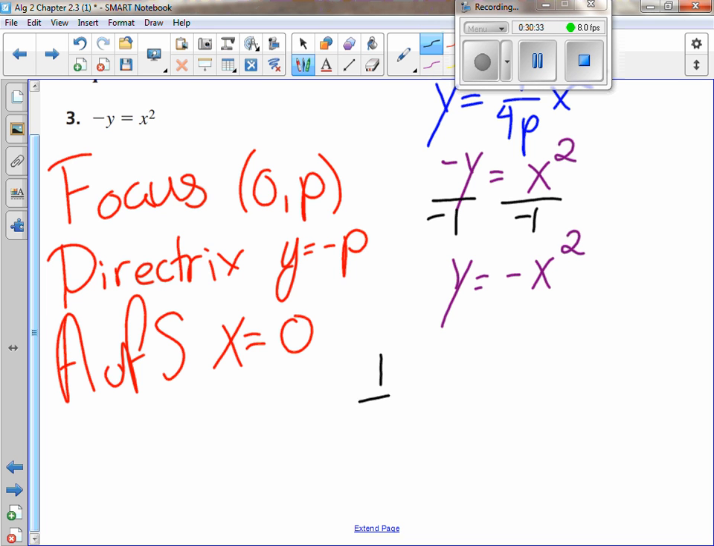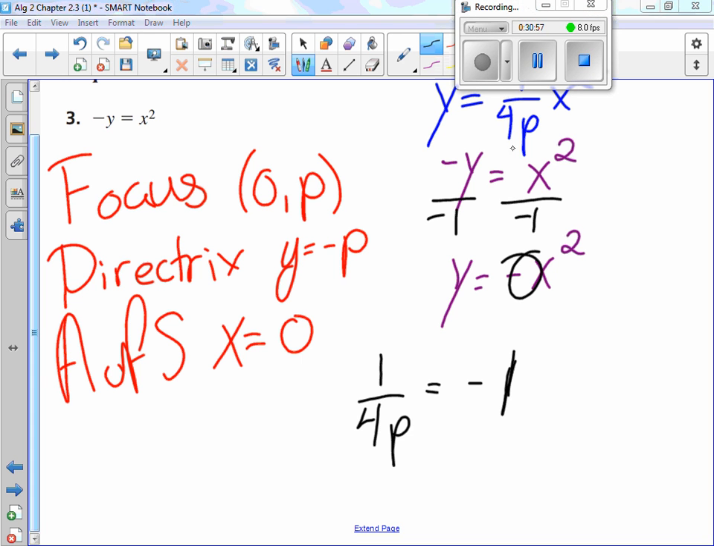Now what's matching up with 1 over 4p? What is going to match up with 1 over 4p? It would be negative 1. The squared is with x. We don't need the x squared because the 1 over 4p is not connected with x squared. It's multiplied by it. But the negative 1 is the only thing matching up with our 1 over 4p.